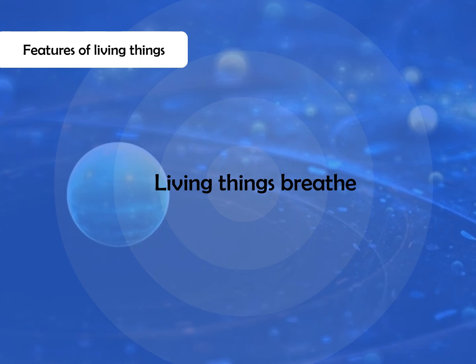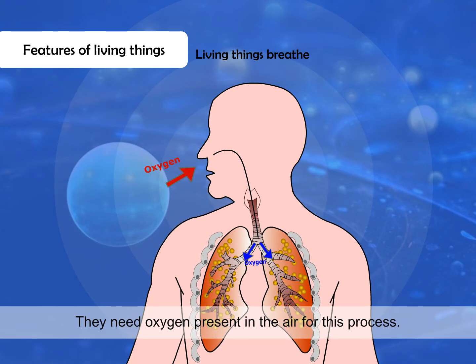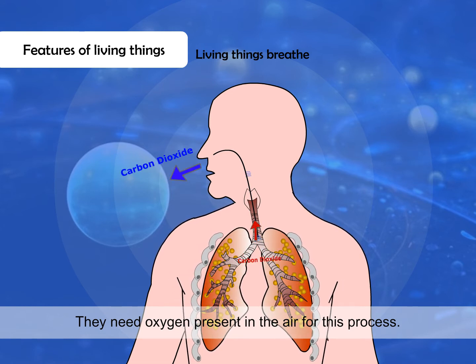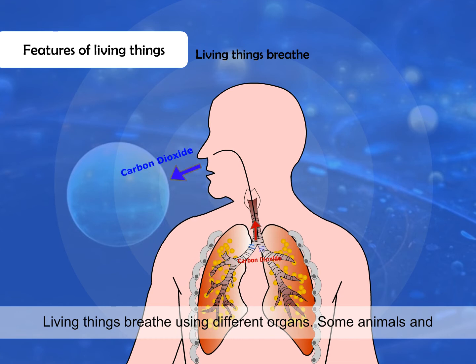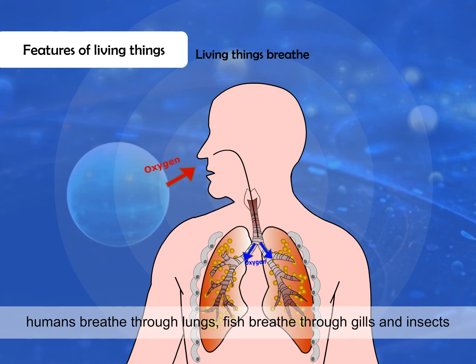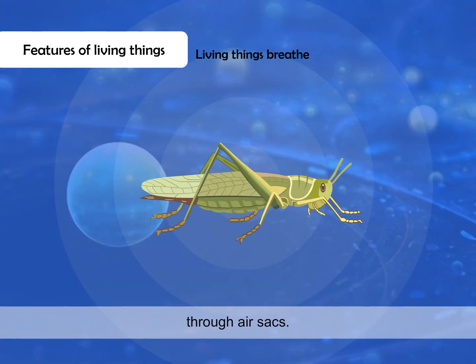Living things breathe. All living things can breathe. They need oxygen present in the air for this process. Living things breathe using different organs. Some animals and humans breathe through lungs, fish breathe through gills, and insects through air sacs.